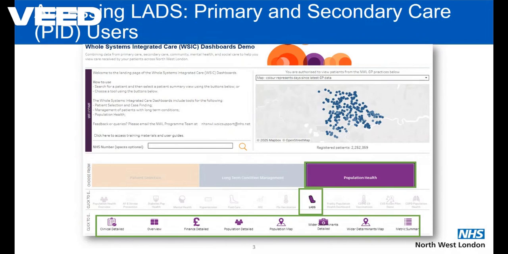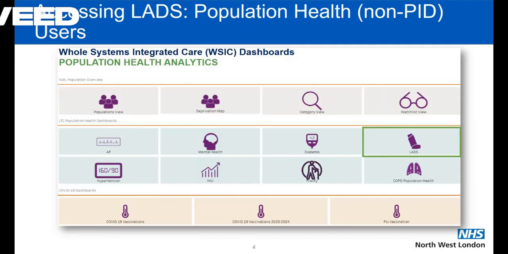Accessing the tool, primary and secondary care users. Go to the WYSIC homepage, click Population Health, select the inhaler icon. From here you can visit the landing page or jump to any section of interest. Population health users: find the Asthma LATS tool under the long-term condition population health category.